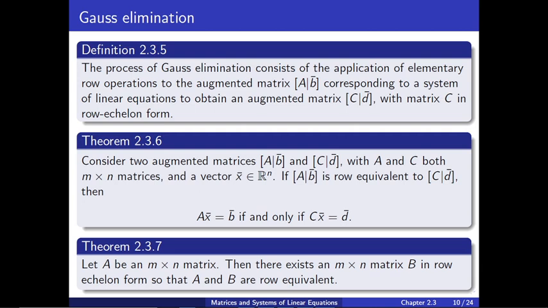and it says the process of Gauss elimination consists of the application of elementary row operations to the augmented matrix AB, corresponding to a system of linear equations, to obtain an augmented matrix CD with matrix C in row echelon form. So basically, that's what we need to use to be able to get an augmented matrix where the matrix is in echelon form. We'll use Gauss elimination.